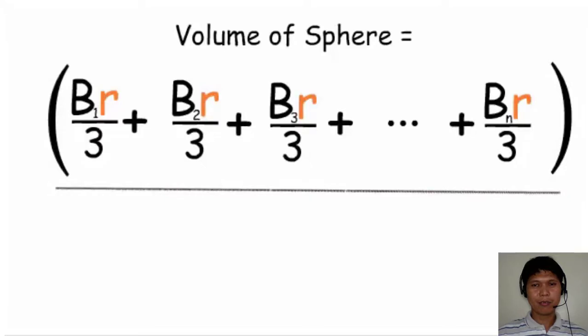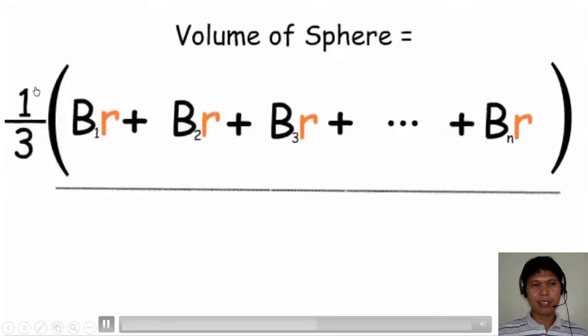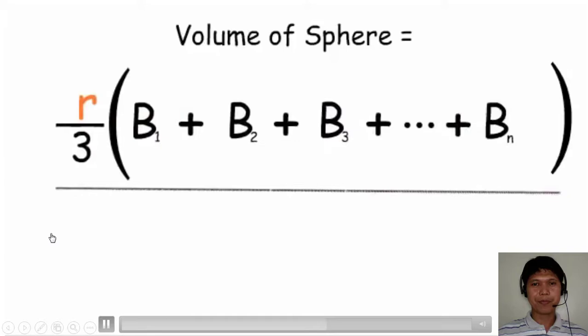So next, we will use algebra and begin by factoring out a 1 over 3. Yan, pinactor out natin yung 1/3. We will also factor out the radius, kasi yung radius common, kaya factor out natin yung r. So 1/3 r times the sum of all bases.